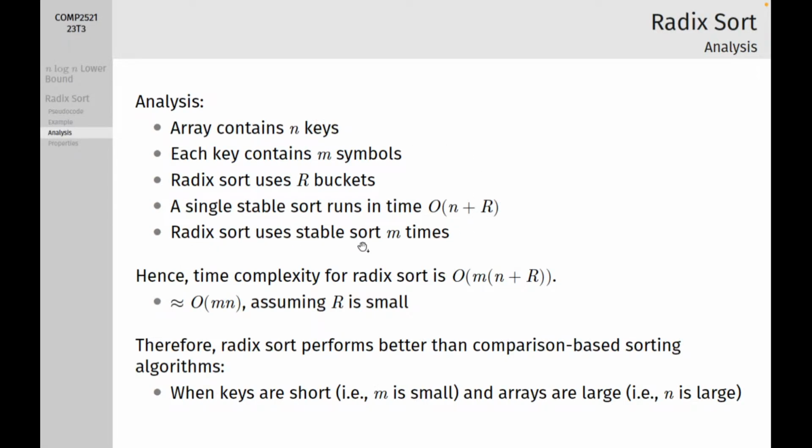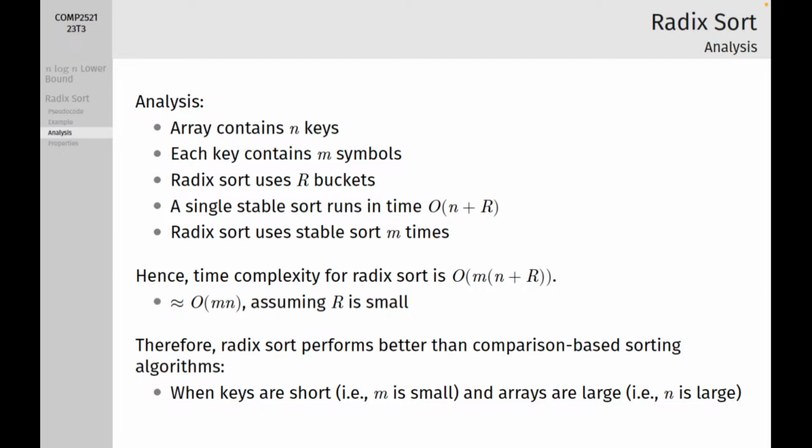And radix sort performs the stable sort m times, right? 1 for each symbol in the key. So the time complexity for radix sort is big O of m times n plus r. Okay, and assuming that r is relatively small, like 26 for alphabetic keys or 10 for numeric keys, then this is approximately equal to big O of m times n, right?